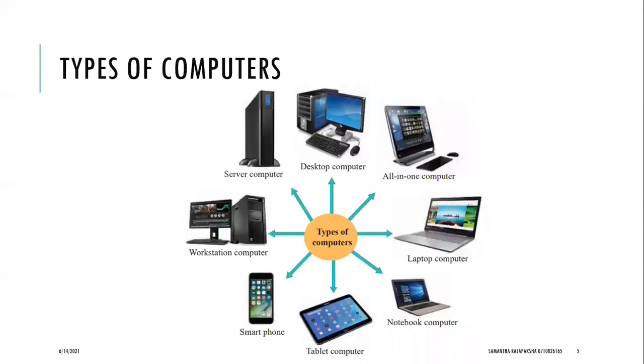So these are some of the computers that you have. Now this all-in-one computer means basically all the parts are together without having a separate system unit like this. All are together in this display panel. So that is what we call an all-in-one computer.